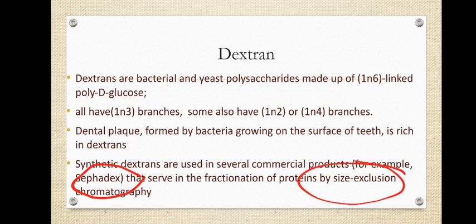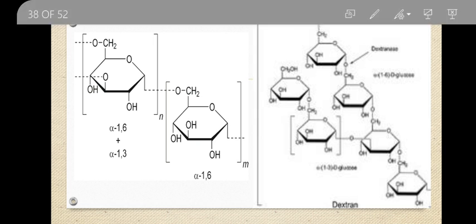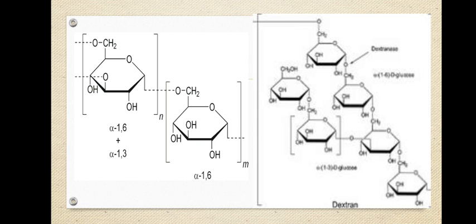Sephadex is one of them, used in the stationary phase. So there it is used. Okay, so this is the rough structure of dextran. You can see alpha 1,6 linkages and alpha 1,3 linkages are present. I think the 1,3 linkages are clearer in the second diagram.